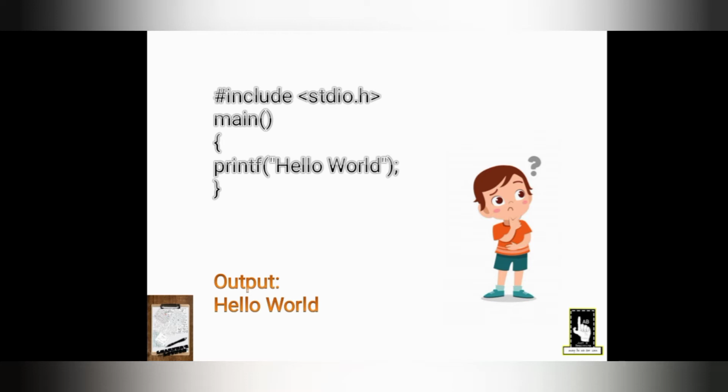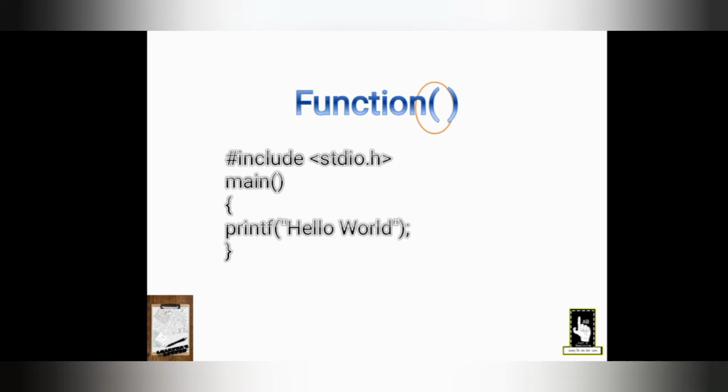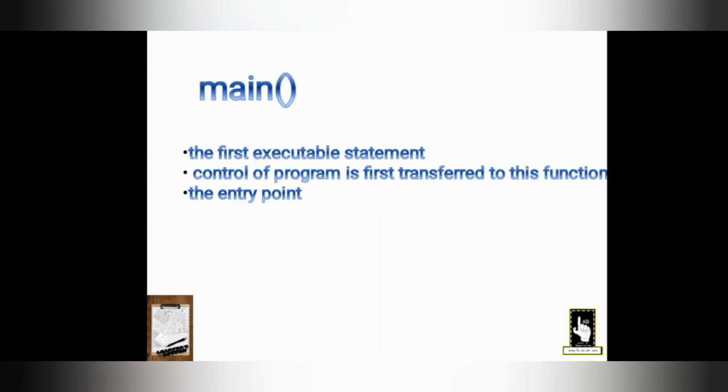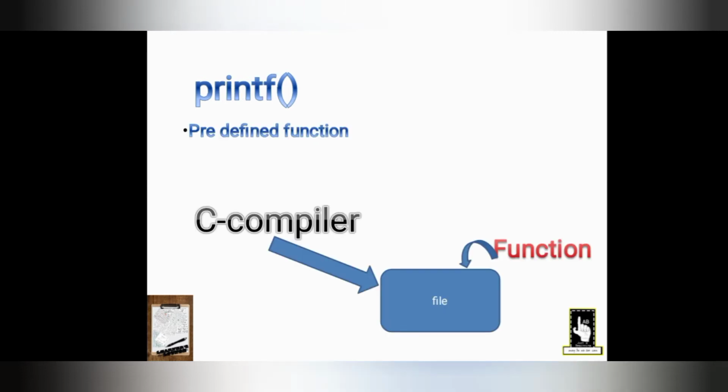The identification of a function is as easy as you identify a statement whether we have a bracket or not. That is a function. So here we have two such statements, one main and then an open bracket and a close bracket, and then printf open bracket and a closed bracket. Main is the user defined function, and remember that in C the first executable statement is the main function, or we can say the control of the program is first transferred to this function, and this is called the entry point. And what is printf? Well, this is a predefined function.